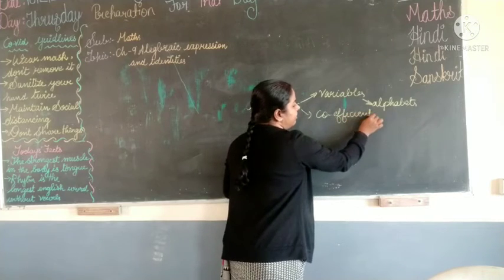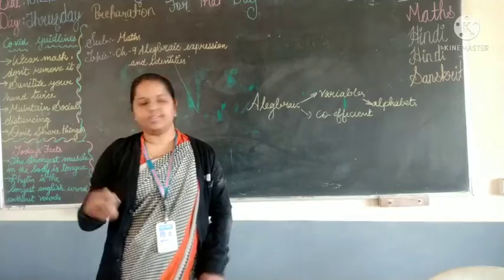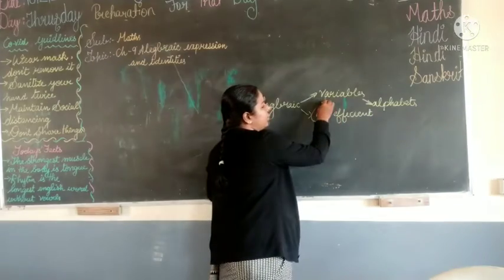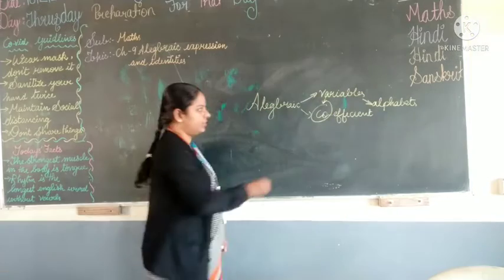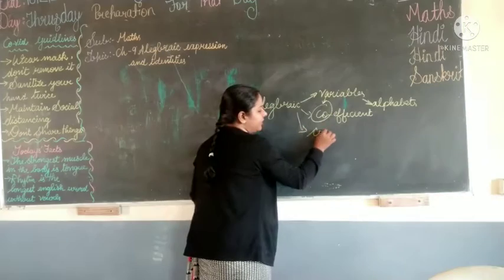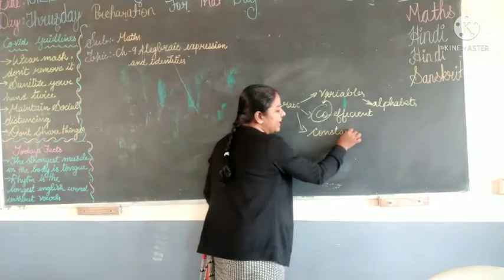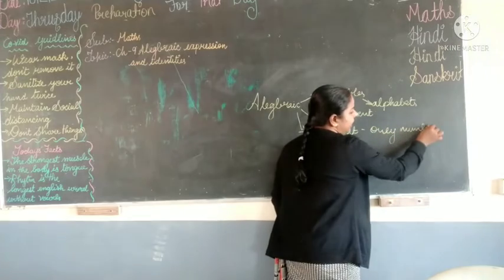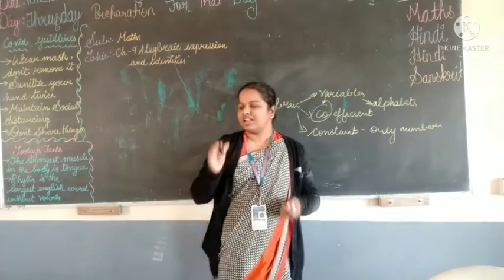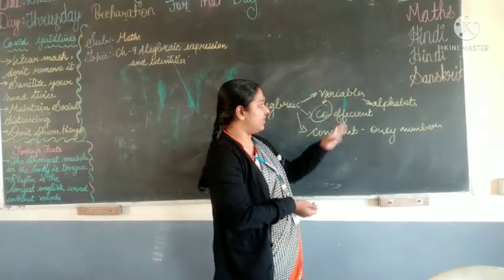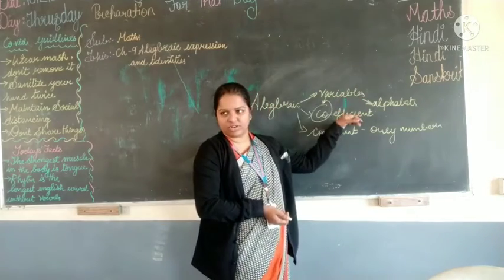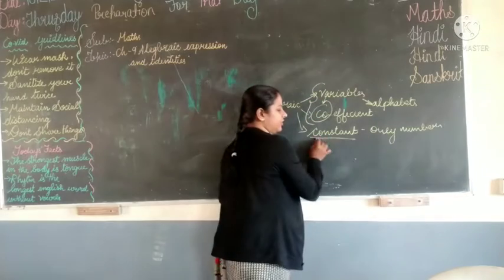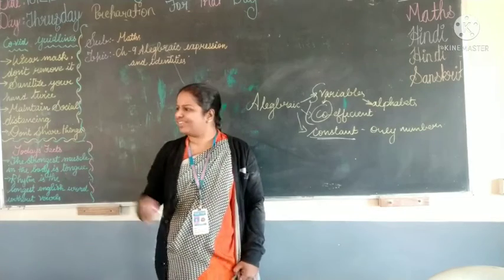Understood? An algebraic expression has two things, variables and coefficients. The number that comes with a variable, we call it a coefficient. And it also contains a constant. Constant means only a number will be there. So an algebraic expression has variables and coefficients, which come together, and it has a constant as well. That we call an algebraic expression.